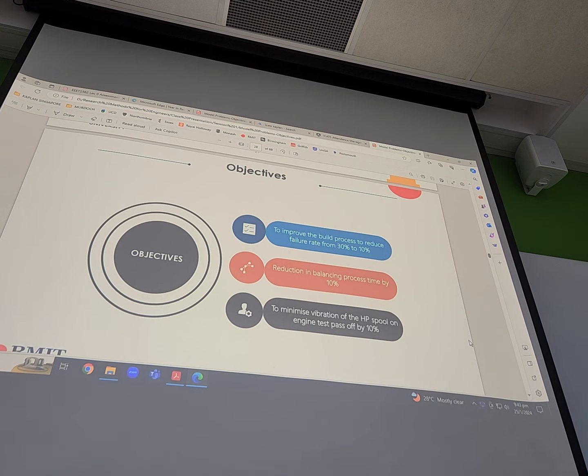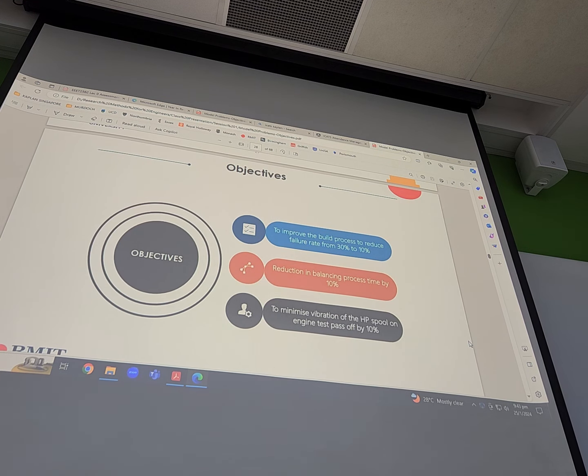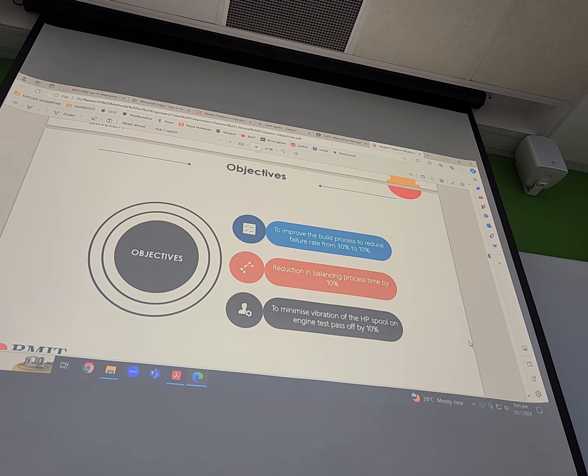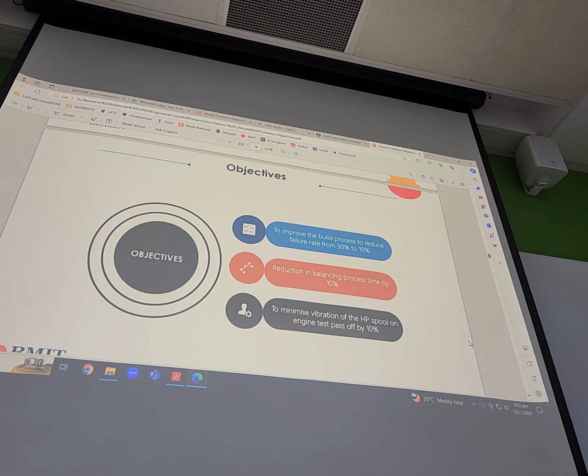How is he going to do this? By suitably designing a jig or a fixture for the process. So it involves some amount of design. So to minimize vibration of the HP spool on engine test pass out by 10%. Every objective is a quantifiable objective. So when you plan, you need to plan something like this.